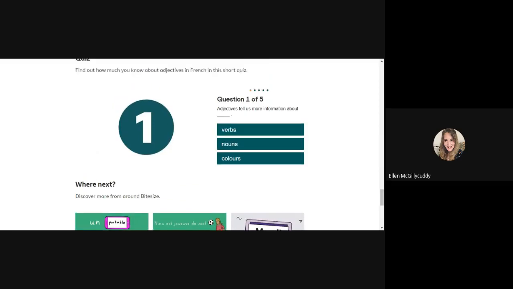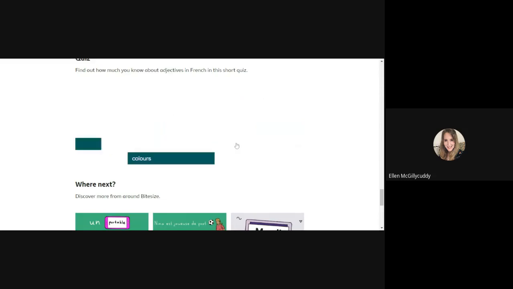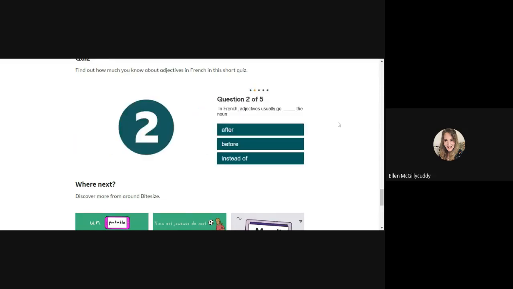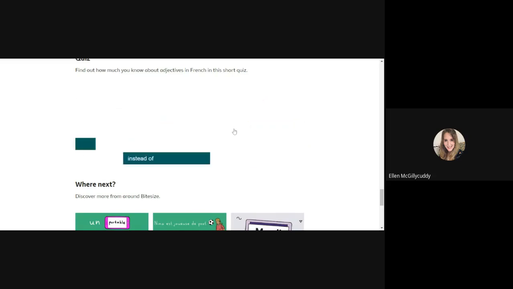So adjectives tell us more information about, so quickly think of your answer before I give it, tells us more about the nouns, because it describes nouns. In French, adjectives usually go after the noun. So the majority, if you think of clothes and pets, where did most of the adjectives go? Where did the colors go when you were talking about clothes? And most of them go afterwards.